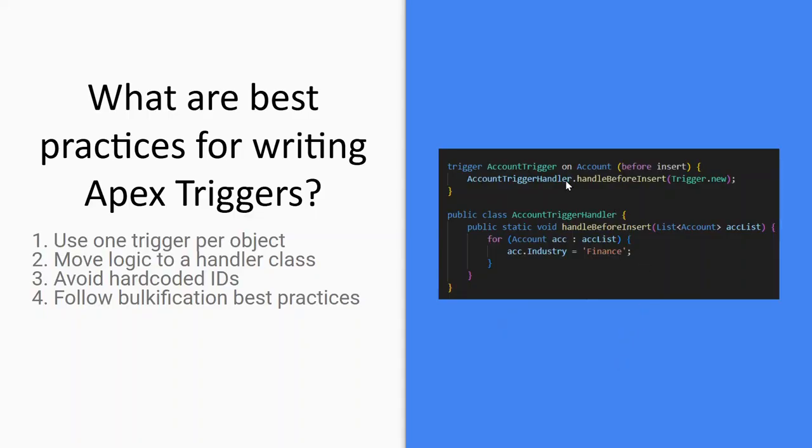As you can see here, we have this trigger on the account object, but the logic part is handled in a different Apex class. So this is a good practice, and we can also use trigger frameworks and other best practices. So that was all.